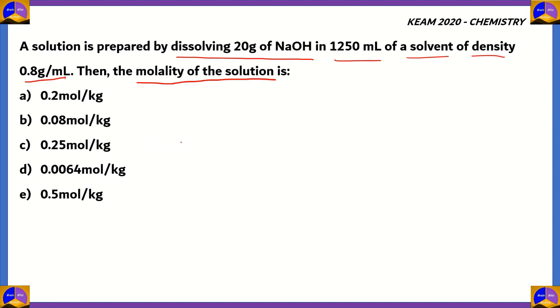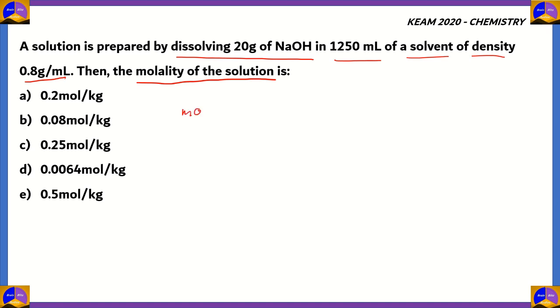So, how do we solve this question? Well, this question is comparatively easy, though what we have is comparatively long. What we have to do is find out the mass of the solution first. Actually we need to find the mass of the solution here. So the solution is basically 20 grams of NaOH dissolved in 1250 ml of a solvent.